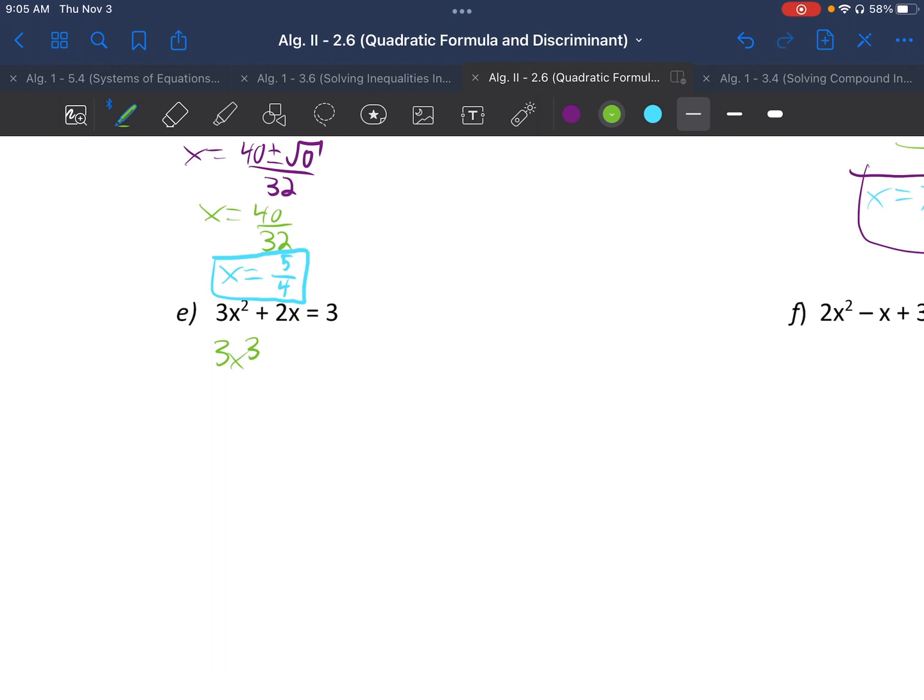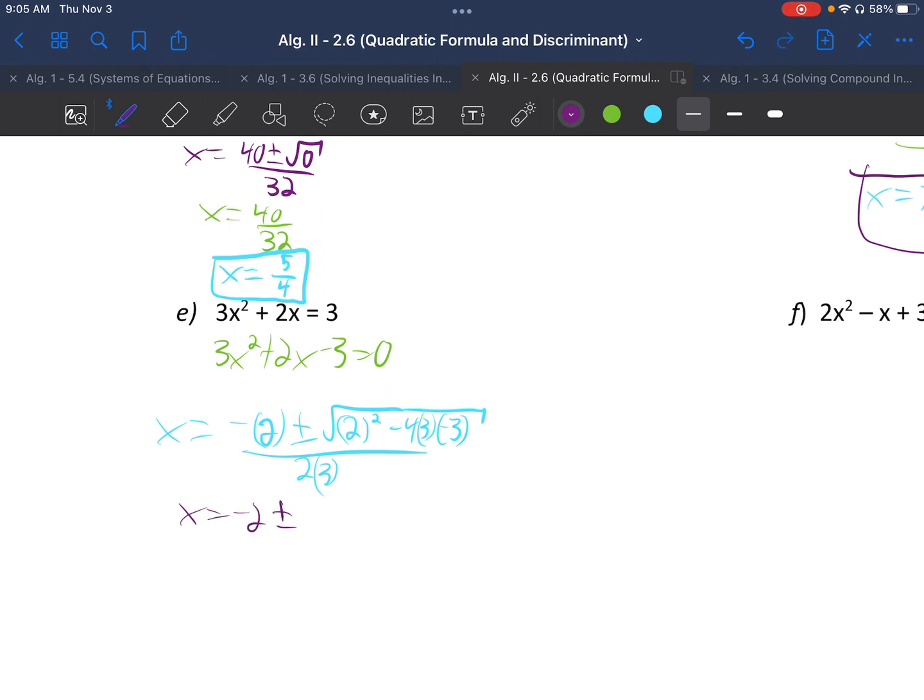E, once again, encourage you to work on as much as you can. I'm going to subtract 3 from both sides to get 3x squared, not cubed, plus 2x minus 3 equals 0. Plug it in. X equals negative 2 plus or minus the square root of 2 squared minus 4 times 3 times negative 3, all over 2 times 3. Negative 2 plus or minus the square root of 4 plus 36, all over 6. X equals negative 2 plus or minus the square root of 40 over 6.